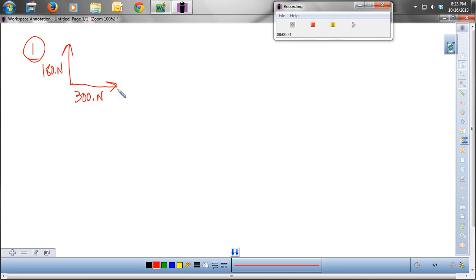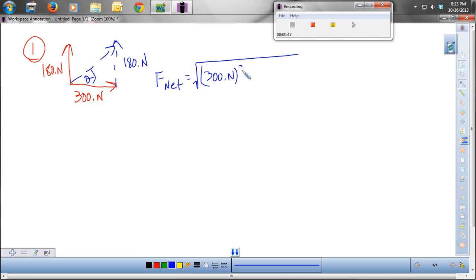So I need to get the net force. Well, if I just simply pick this one up and slide it over here, that's 180 newtons. Now I have them head to tail, so I can solve for the net force and that angle. So net force is going to be the sum of all the forces. They're at right angles, so I'm going to do Pythagorean theorem. 300 newtons squared plus 180 newtons squared. And when I did that, I got 349.9 newtons.